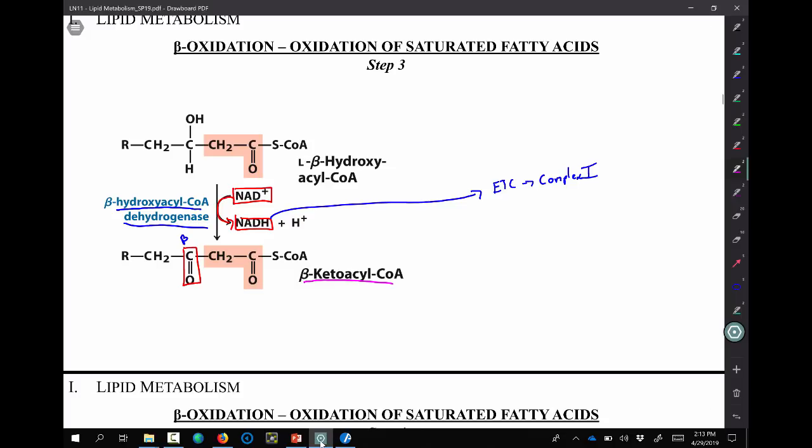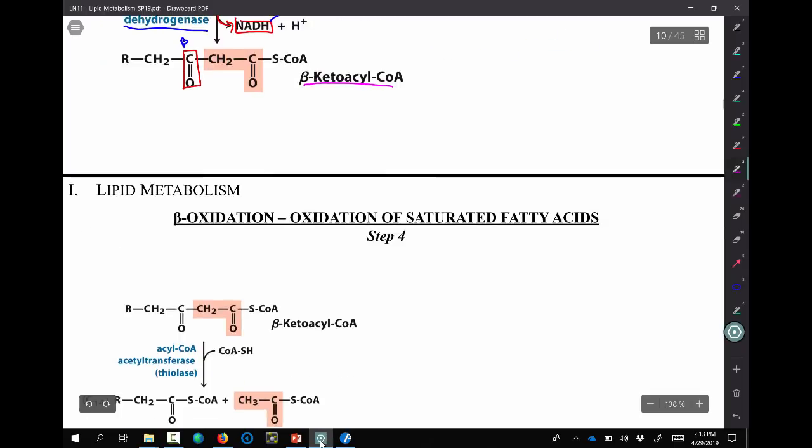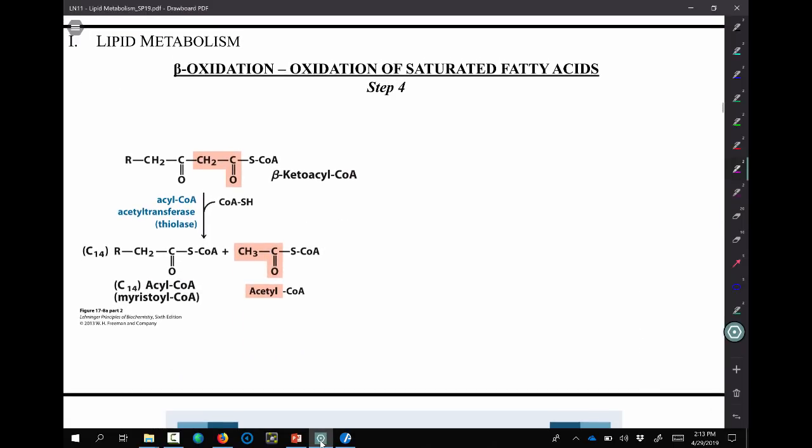Again, beta, it's got a keto group on the beta carbon, acyl-CoA. If you pay attention to these names and just look at the structure of the molecule, this is where your organic chemistry can become helpful. Hopefully it makes sense to you in terms of how these names are being put out there. And then, like I said, the last step is cleavage.